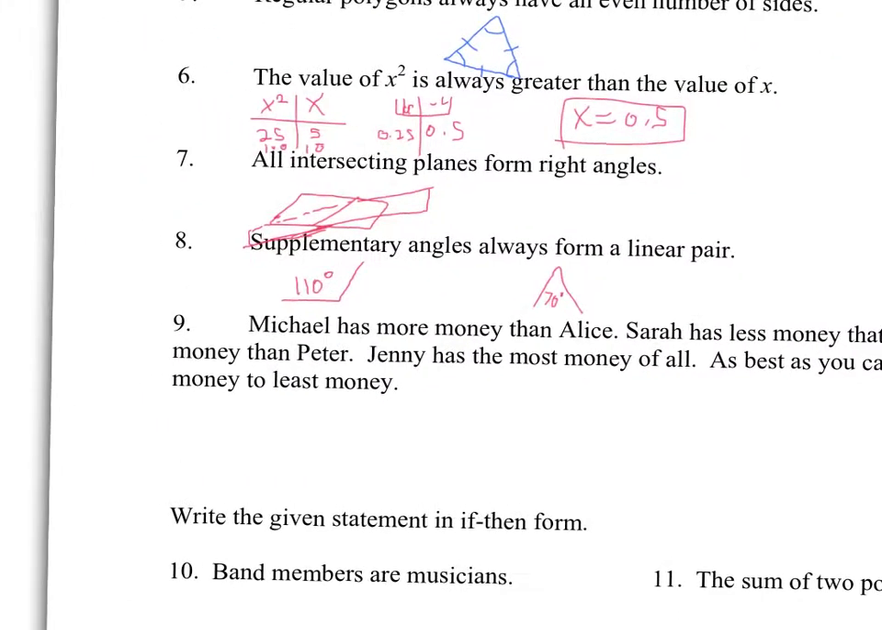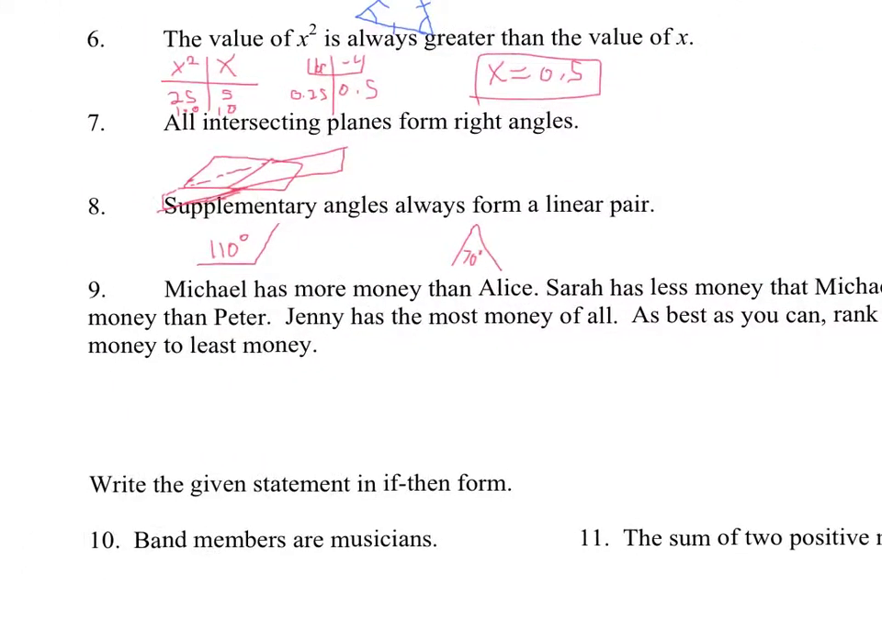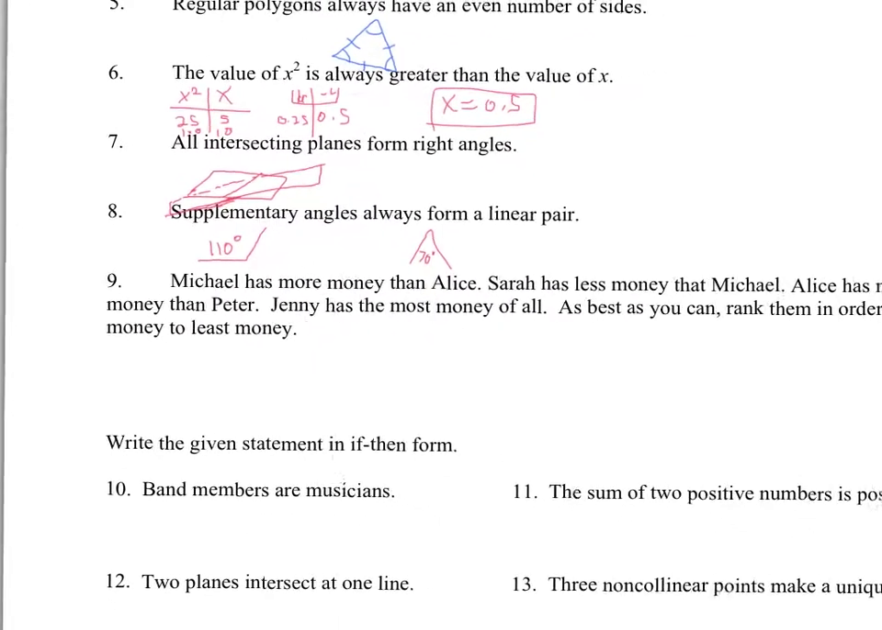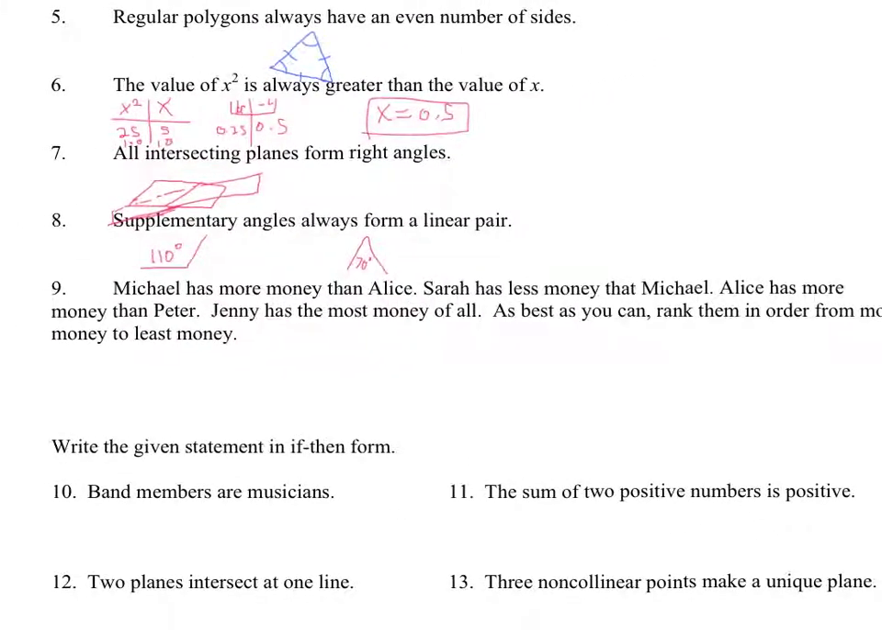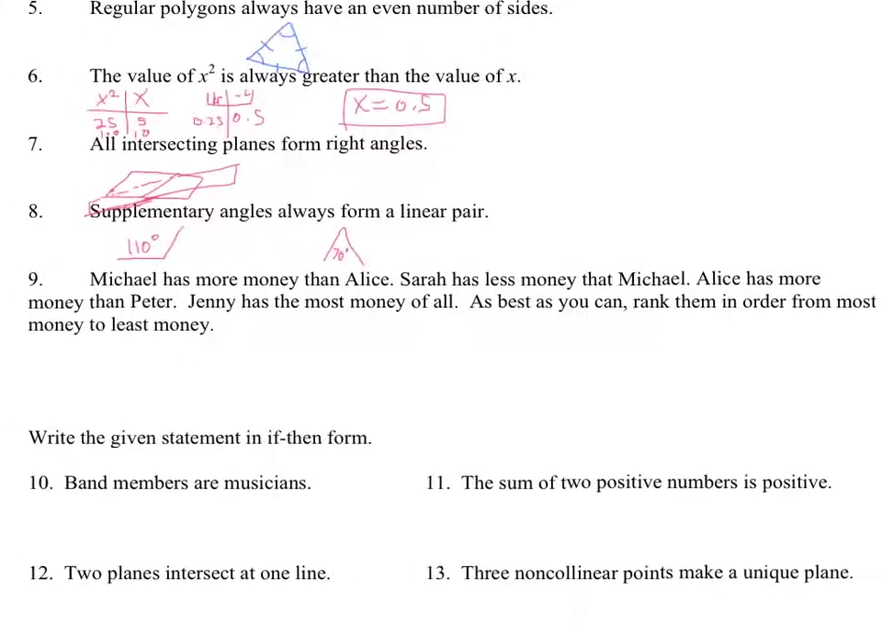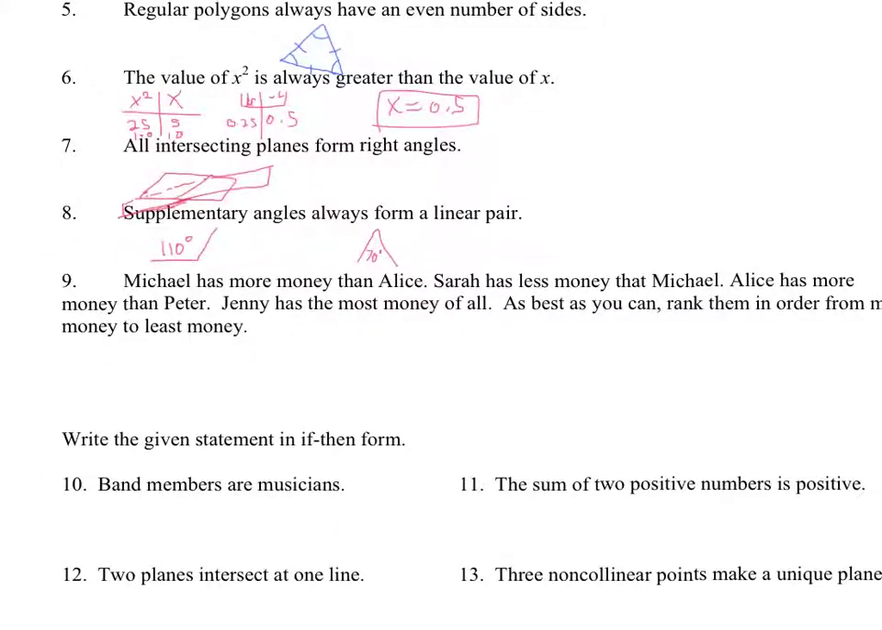Okay, number 9. Michael has more money than Alice. Sarah has less money than Michael. Alice has more money than Peter. Jenny has the most of all. As best as you can, rank them in order. Okay, so this is using deductive reasoning, like law of detachment, law of syllogism. Let's rank them in order. So I'm going to take each one of these statements, starting at the beginning. Michael has more money than Alice. So Michael greater than Alice.